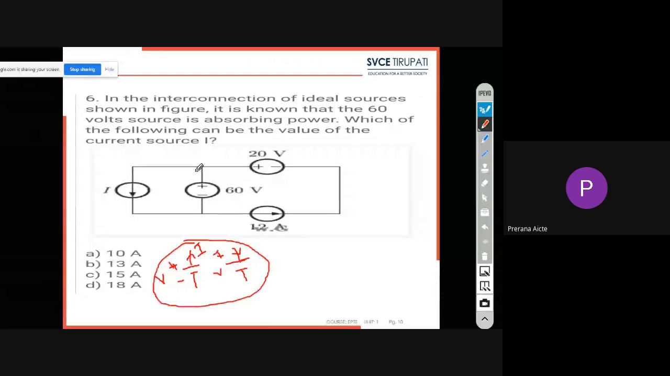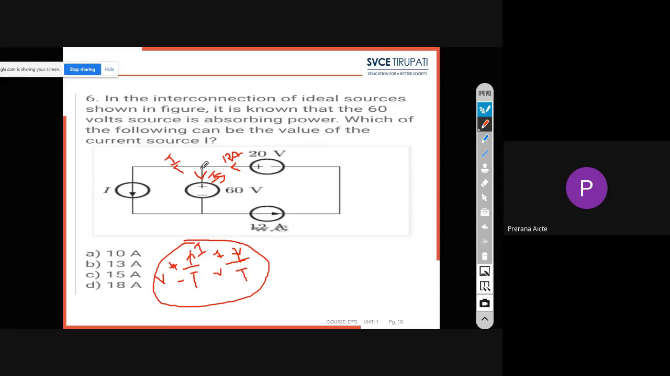So let us take the source is absorbing the power. Let us take current entering into the source. Let us take this as IS. Now what is the current here? What is the current leaving from this 20 volts? These two are connected in series or not? How much current is leaving? 12 amps. So this current is also leaving I. So I need to find the I value.